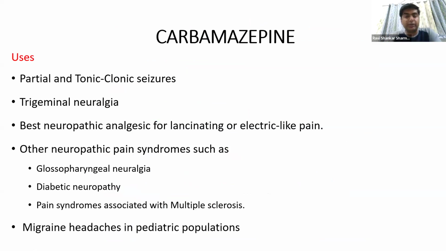Yes, an important drug is carbamazepine. I told you this is one of the sodium channel blockers and a second generation anti-epileptic medication. You might have used this drug, especially for trigeminal neuralgia, and this is the gold standard drug, Tegretol. It was the best for lancinating or electric shock like pain. Other conditions where you can use it are GPN, diabetic neuropathies, and pain associated with multiple sclerosis.